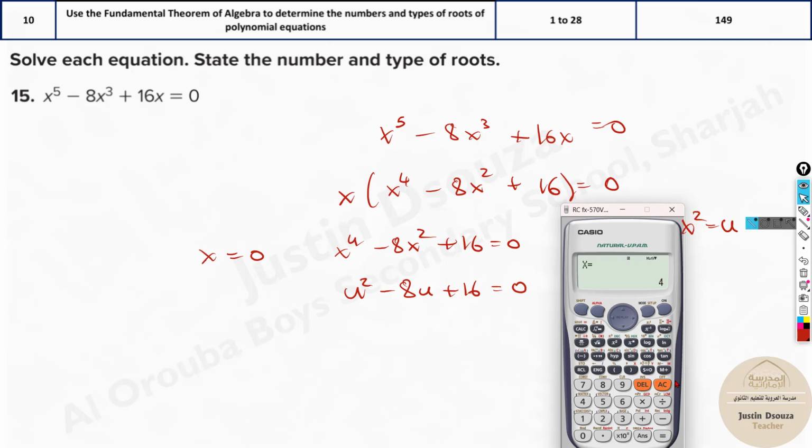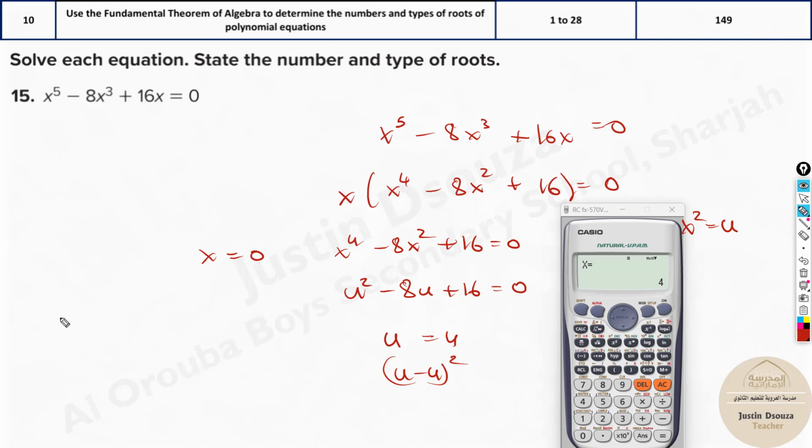What does this 4 mean? It's a repeated root. Let me just check the coefficients. Yes, 1, minus 8, 16. That means it's like this: u is equal to 4, right? (u minus 4) the whole squared. It's a repeated root, twice. Okay, this is repeated twice, but no problem.